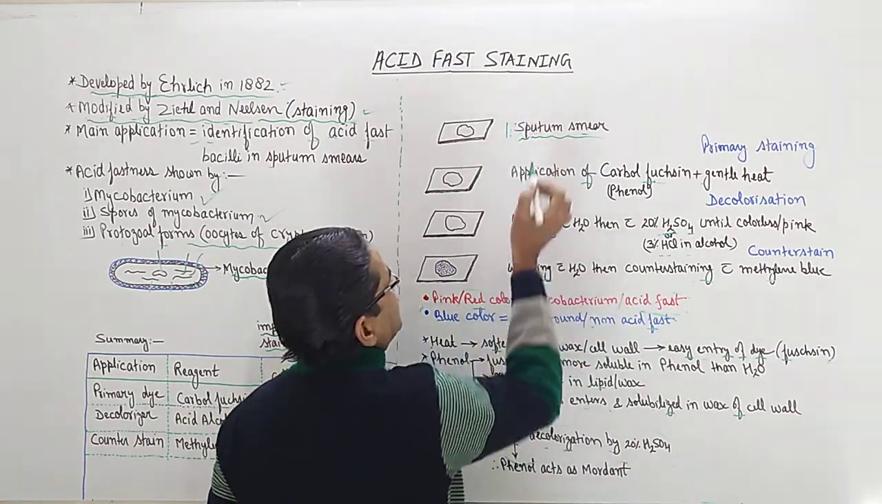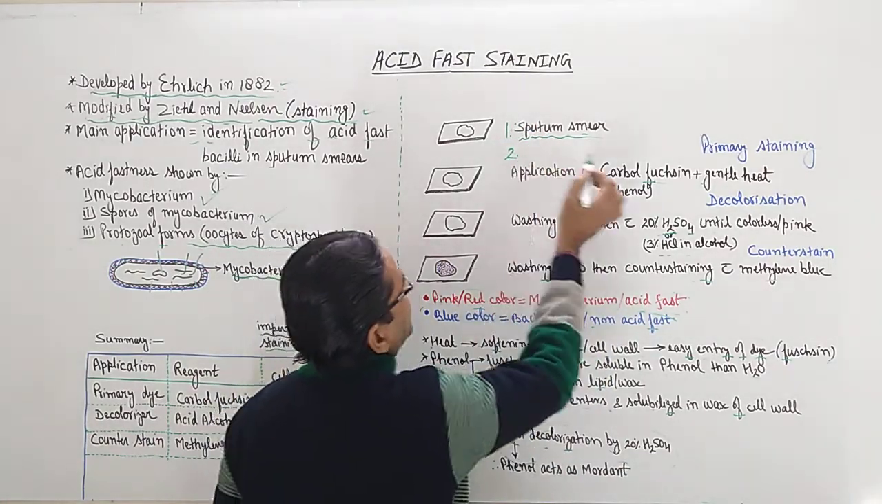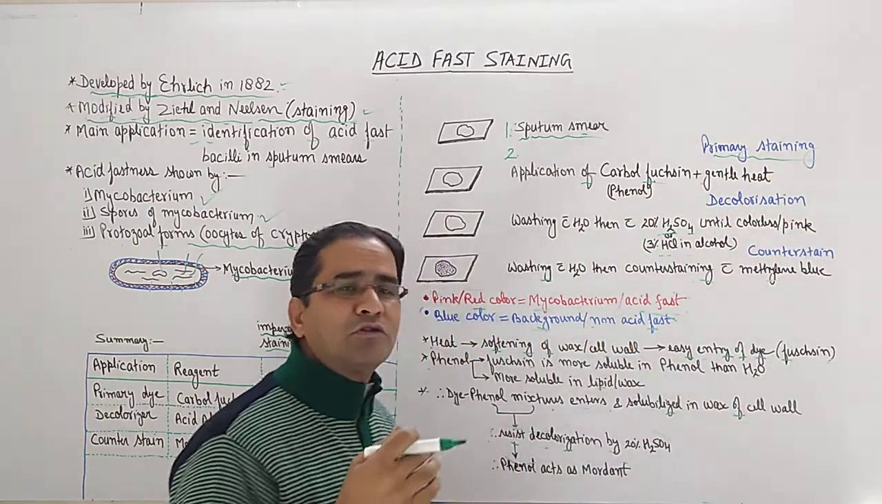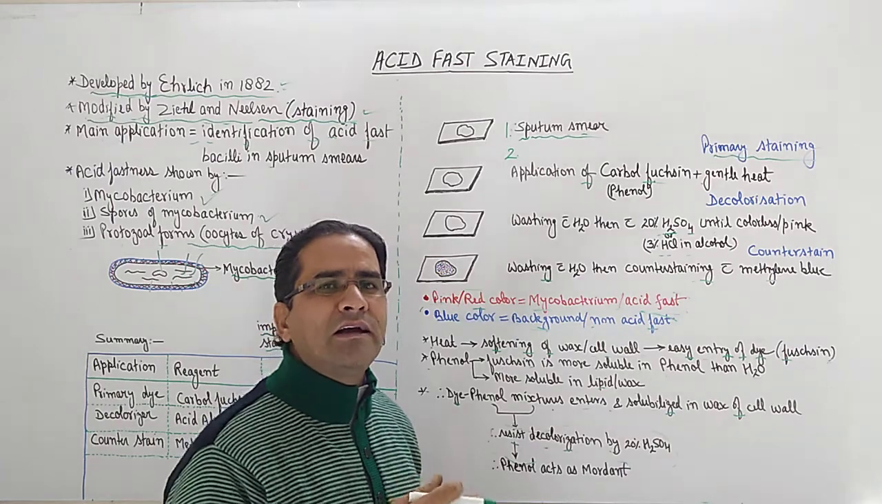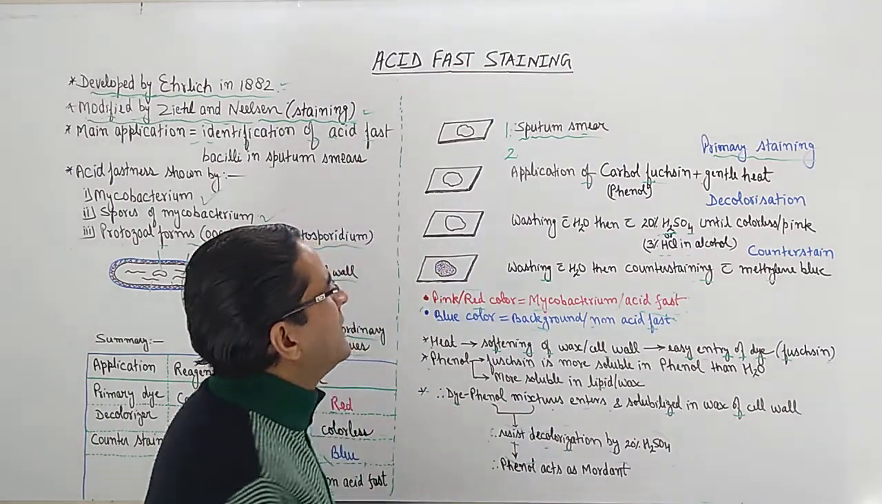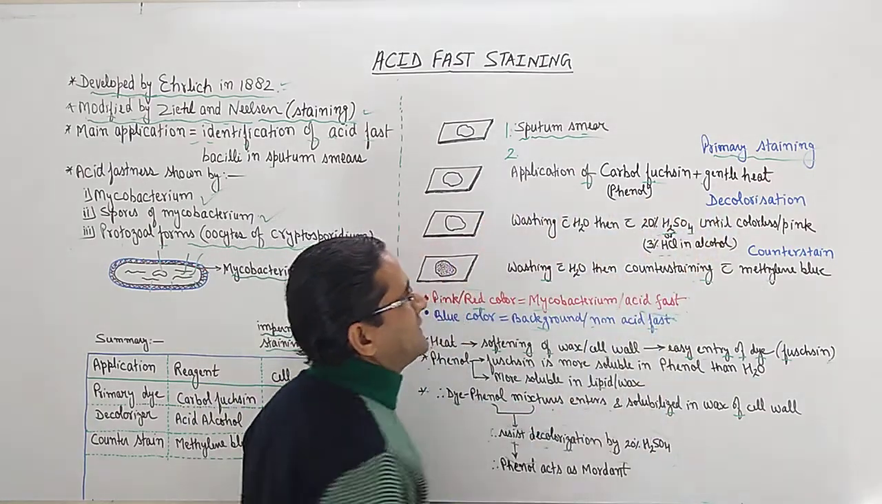This was the first step. Now the second step. The second step is primary staining. Staining means to provide color. To provide color is called staining. It is a simple English word, you understand. Now the second step is primary staining.